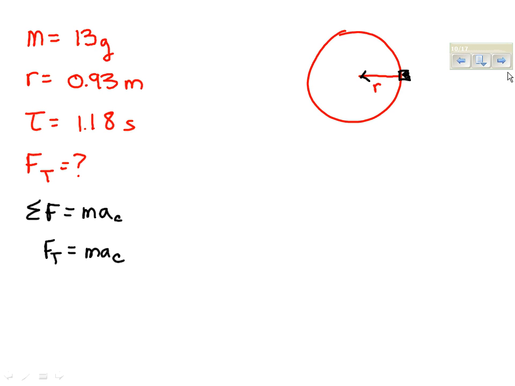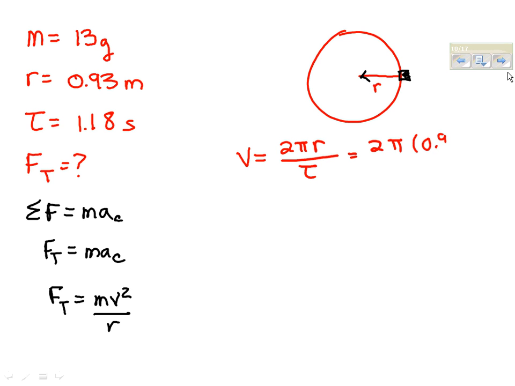Now centripetal acceleration is v squared over r. So if I can figure out my velocity, I can solve for my force. So let's do that first. Remember, velocity in a circle is 2 pi r over tau. And we have 2 times pi, r was 0.93 meters, and tau is 1.18 seconds. Our velocity is 4.95 meters per second.